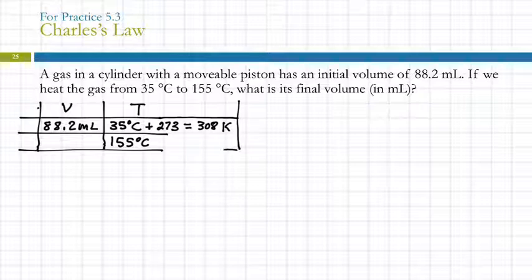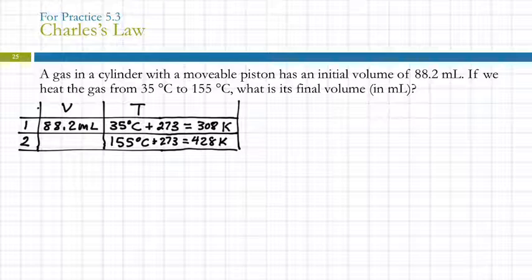You want to convert the temperatures before you start doing anything else. As soon as you write them down, say, oh, it has to be in Kelvin. Let's fix that. Plus 273, 155 plus 273, 428. So this is one set of conditions. Those two went together. I'm going to call that 1, and I'm going to call the other one 2.